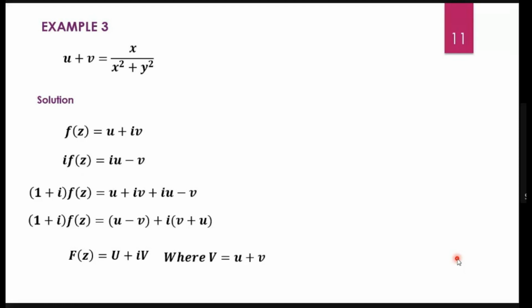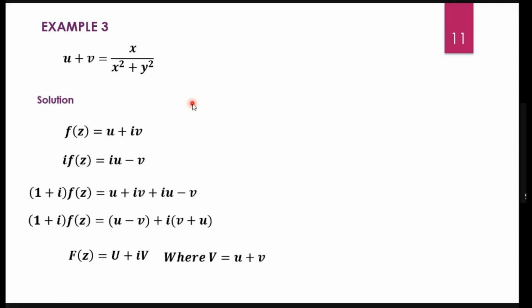तो हमें क्या दिया? U plus V दिया हुआ है ना. If U plus V is given, we have replaced U plus V by capital V. So which means that capital V is given. Okay. So which means capital V is equal to x square plus y square.